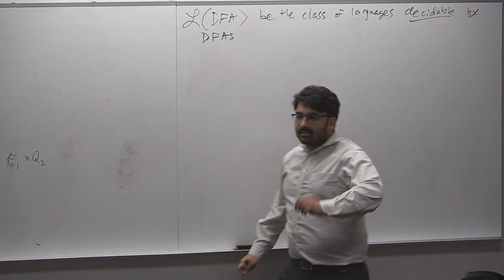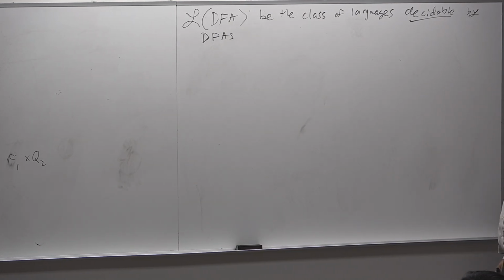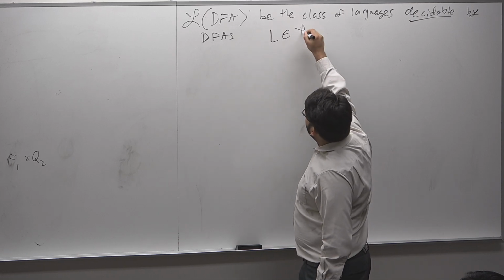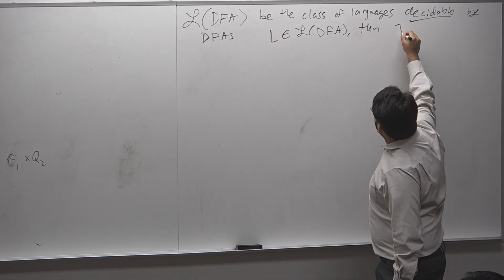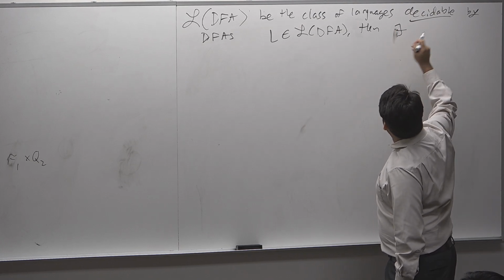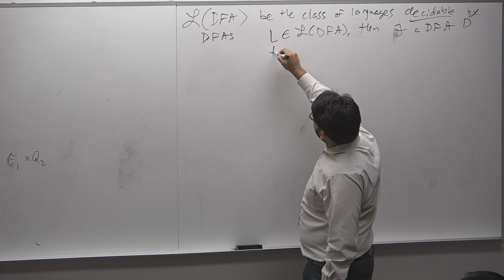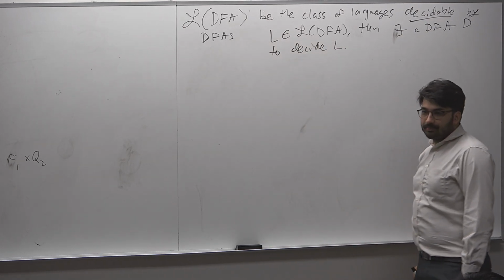So this is not a language. A language is a set of strings. This is a class, which is a set of languages. And we know that if, for example, L is in L_DFA, then there exists a DFA, let's say D, to decide L. That's the definition of this notation, right?